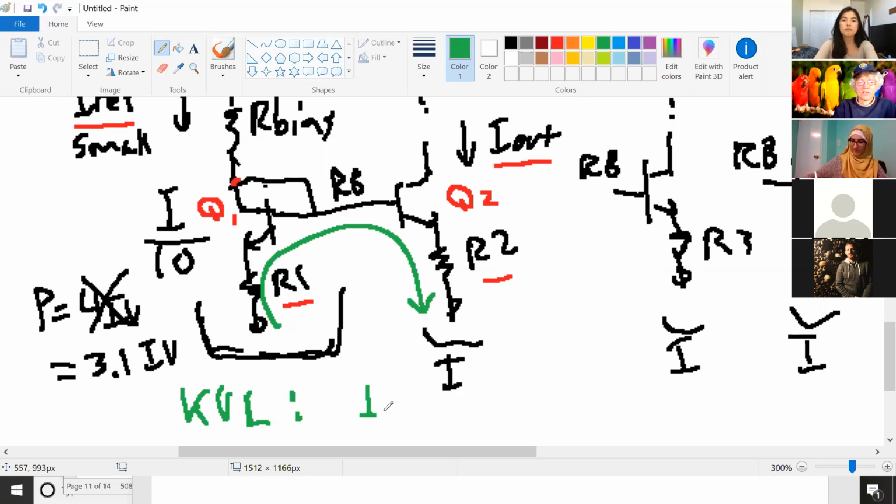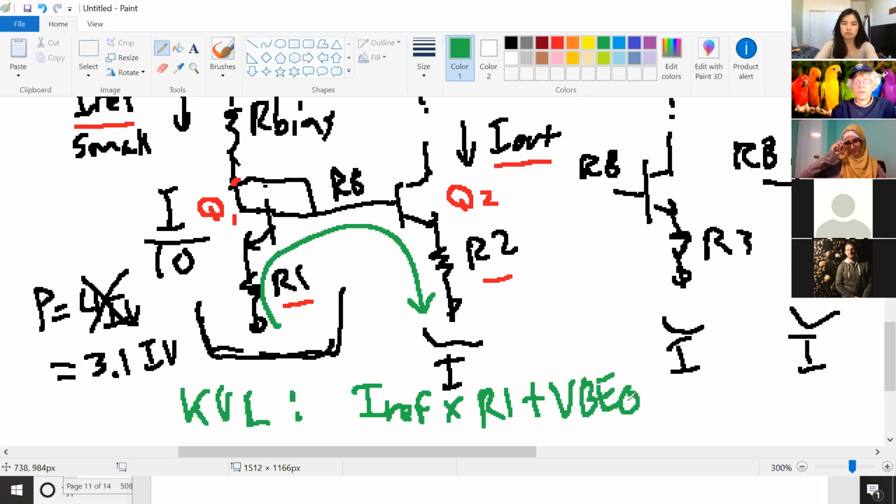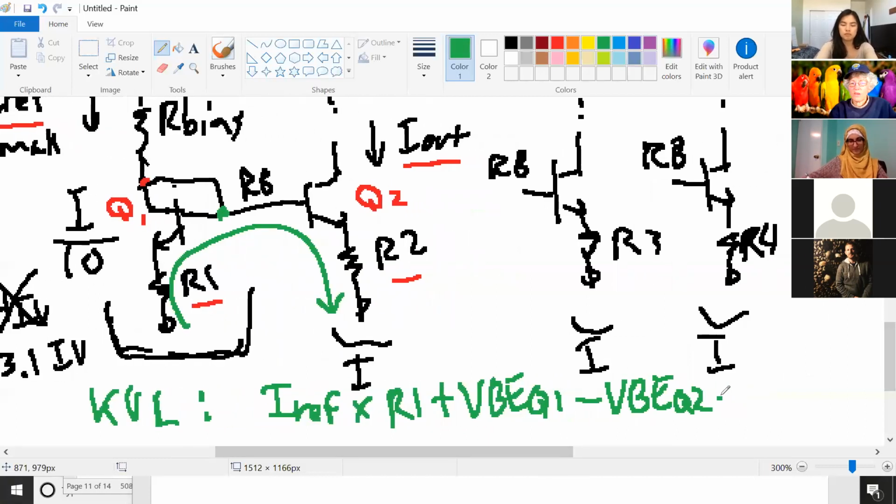And you have IREF times R1 plus VBE Q1. That gets you to here. And now you have to go back down. So you have minus VBE Q2 minus I out R2. And that all equals 0.